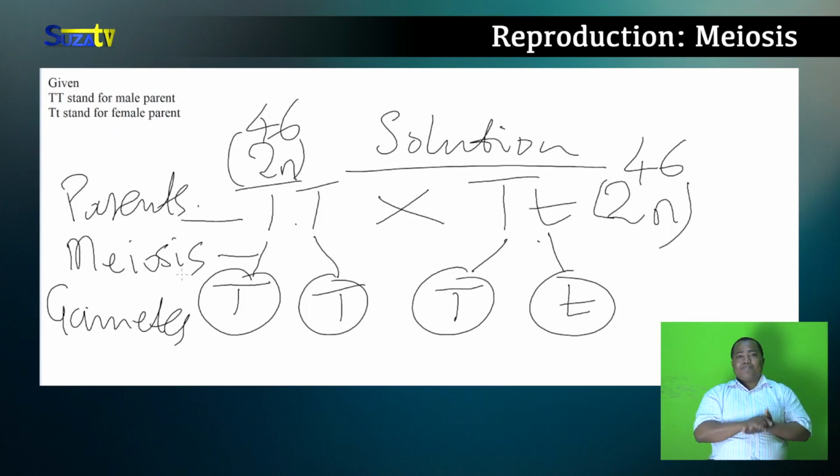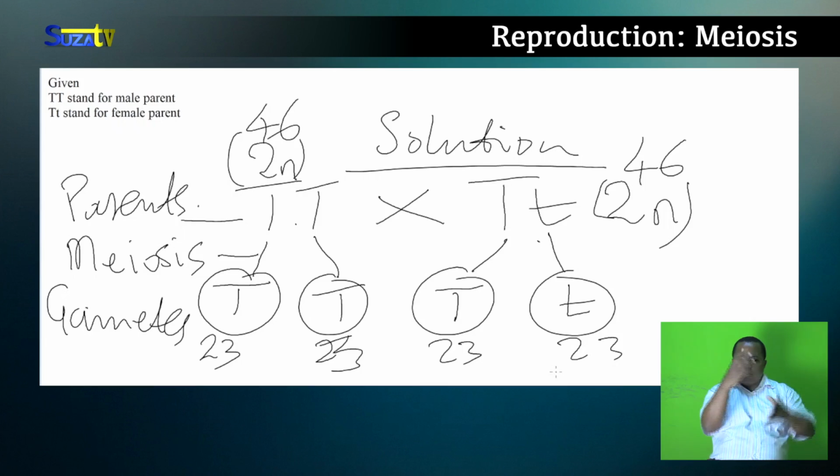Now we are going to reduce the number of chromosomes. So what do we see here? Each male gamete now will possess half the number of chromosomes, which is 23. And even this one, the number of chromosomes is 23, and this one, the number of chromosomes is 23. Each gamete will possess a haploid number of chromosomes instead of a diploid number.